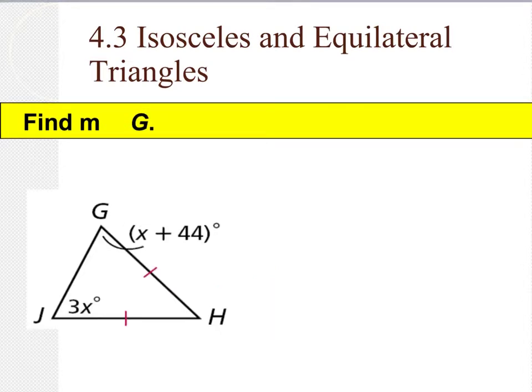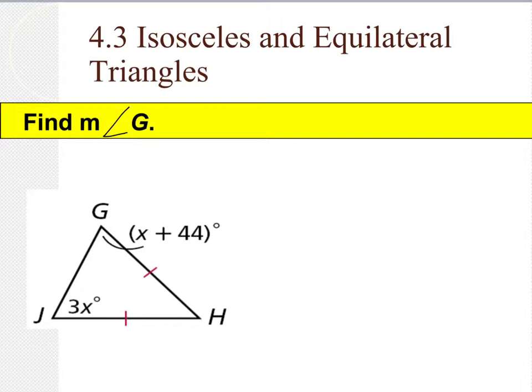Okay, find the measure of angle G. Now we know that the measure of angle G is x plus 44. We know that the measure of angle J is 3x. How do we figure this out? Set up an equation, think to yourself, set up an equation, and solve. See what you get.